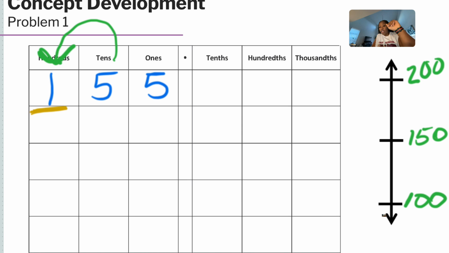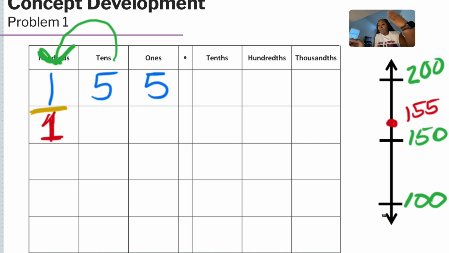So I have 155. Once I decompose the number 155, I can only make 100 out of the total 155, okay? I can only make that 1. So I have the 100, so I'm either going to keep it at 100 or I'm going to round it up to 200. The number that we have on the number line is probably about right there, and it's 155.